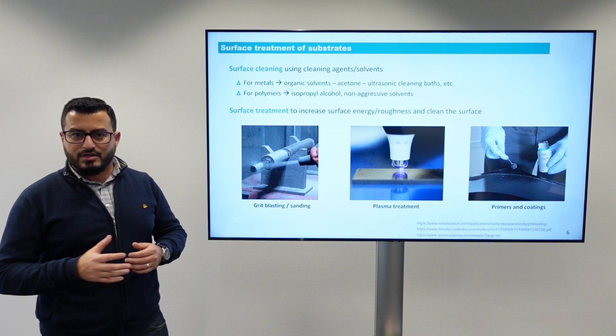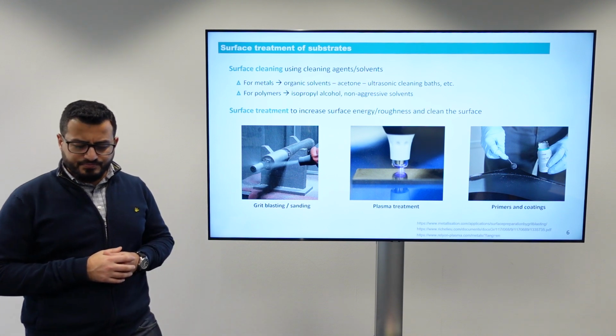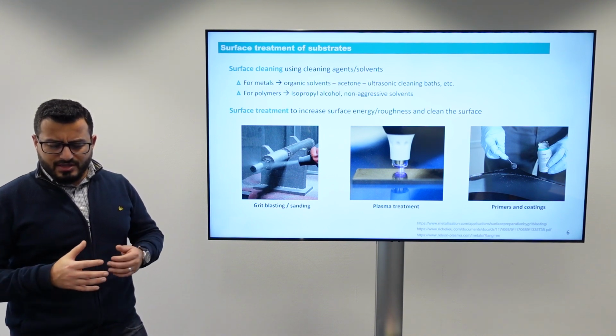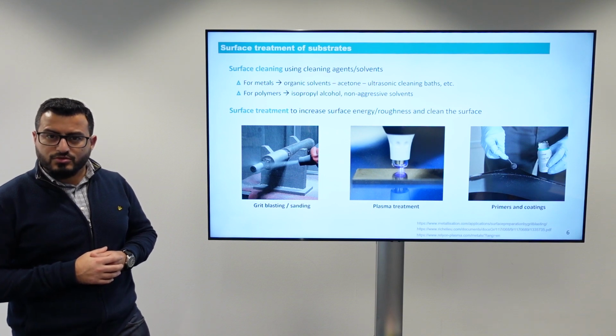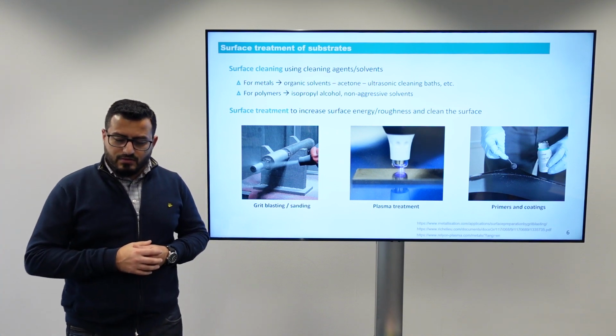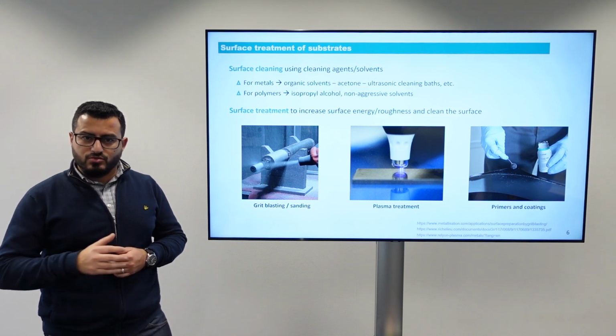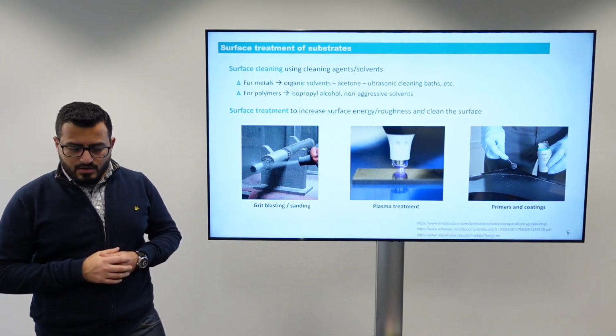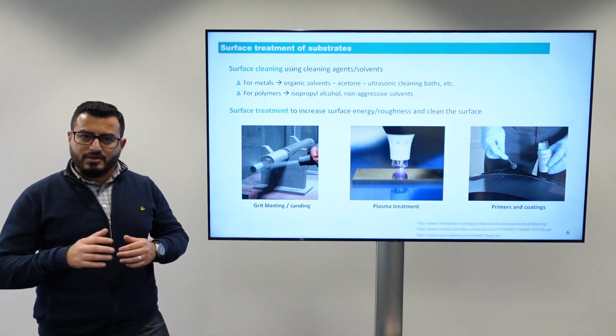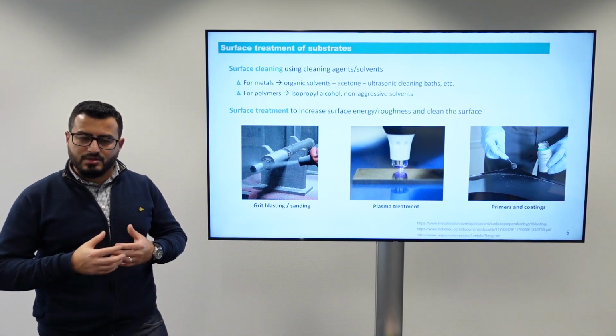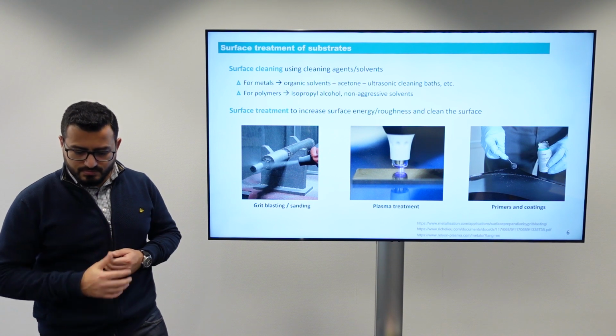So, for example, we have grit blasting or sanding. We also have plasma treatment, which is more suitable for polymers, and primers and coatings, which are a bit more suitable for painted metals. Of course, the selection of these methods will depend on the condition and the material that you would like to bond.